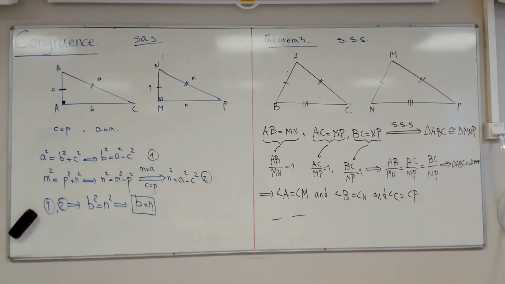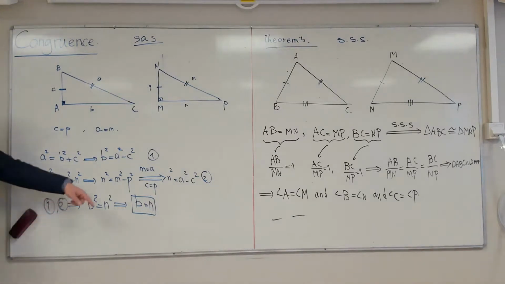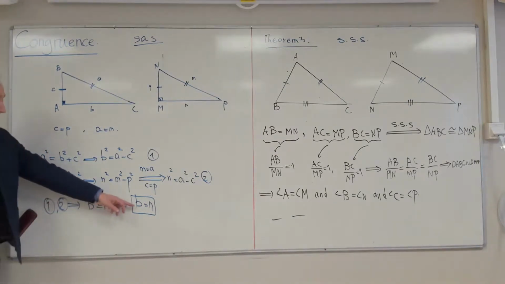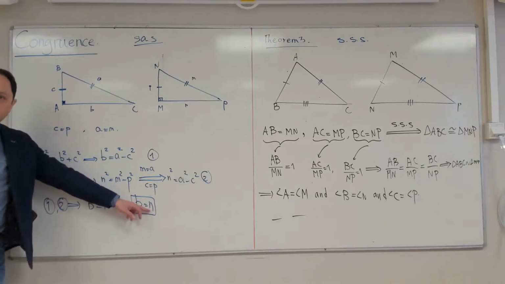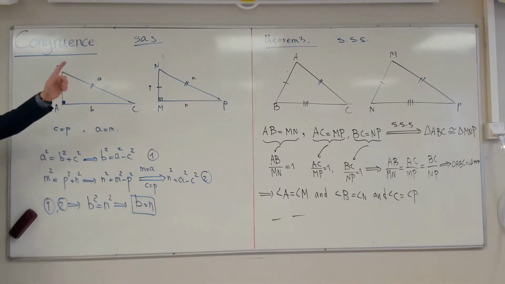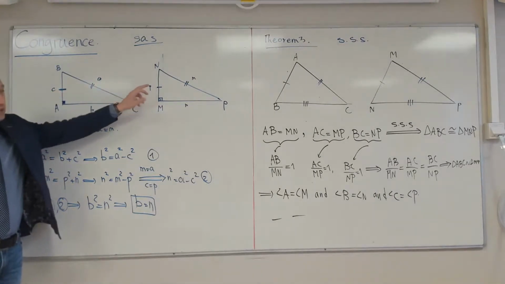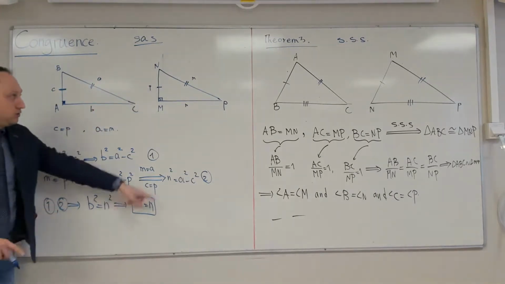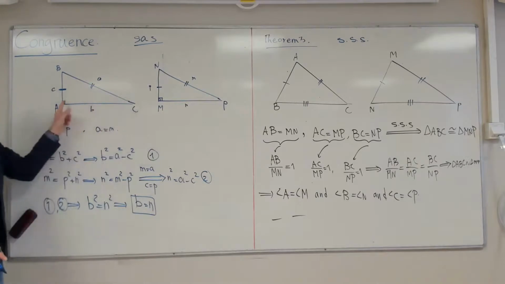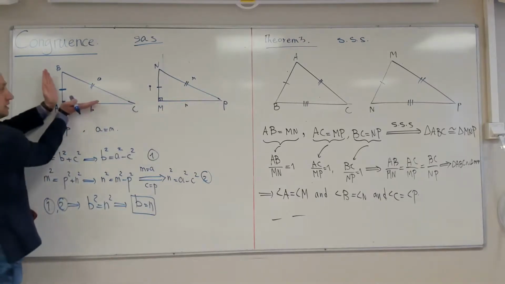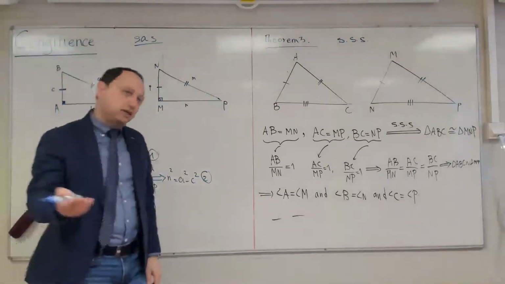Side angle side, because now we have C and B equal to P and N. Yes, that is also true. Yes, at this stage you can do that, because now we know B is equal to N. Instead of using hypotenuse, I can say that C is equal to P, B is now equal to N, and we know that the angle between these two is 90. So that's of course true.